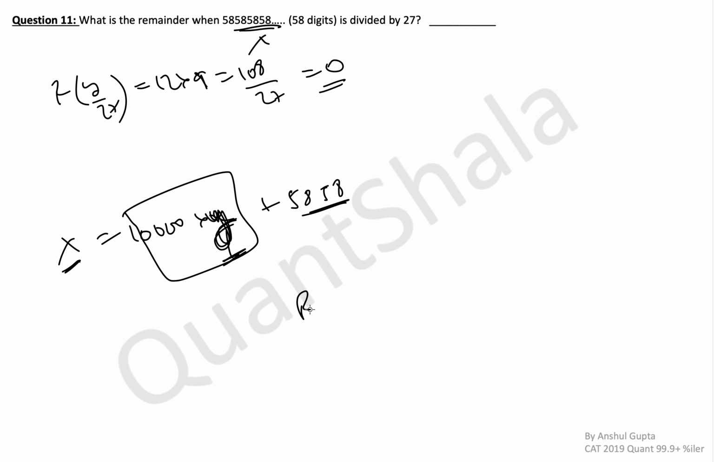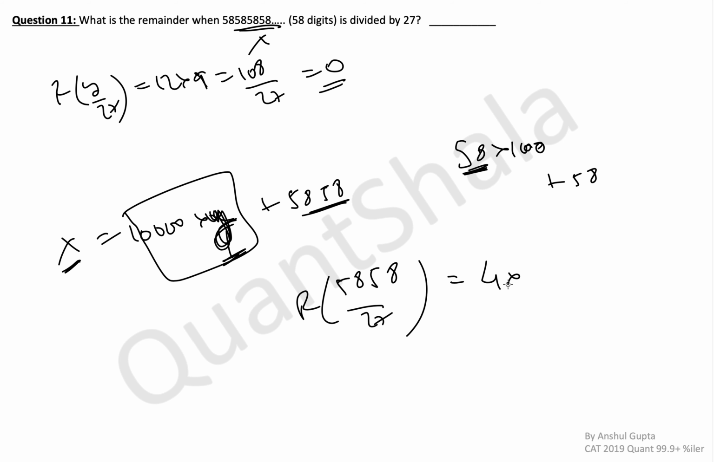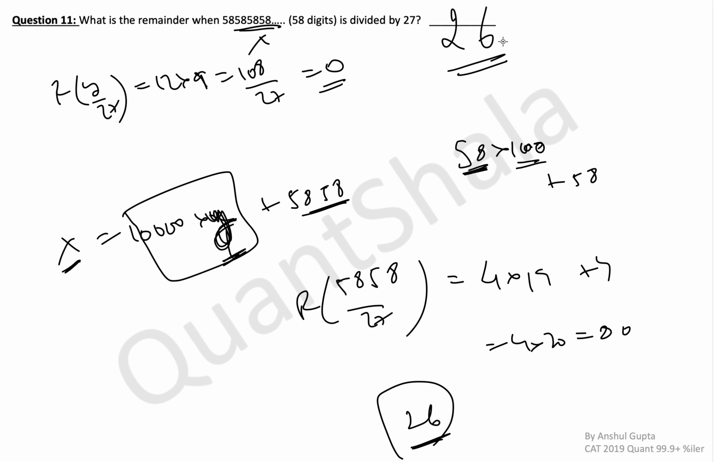So your answer will be remainder of 5858 with 27, which should be, again I'll use my shortcut, 58 into 100 plus 58. 58's remainder with 27 is 4. 100's is 19, plus 4. So you get 4 into 20 is equal to 80. And 80's remainder with 27 is nothing but 26. Okay, so the answer here is 26.